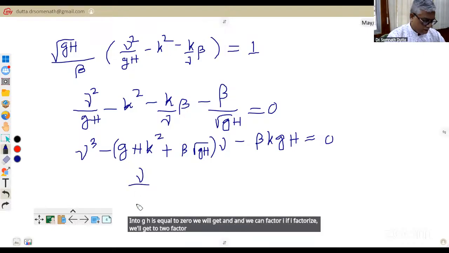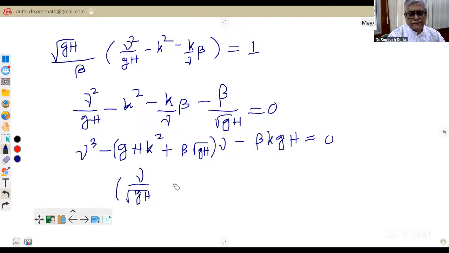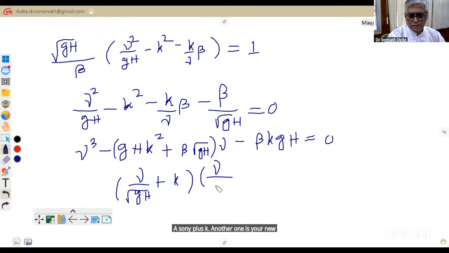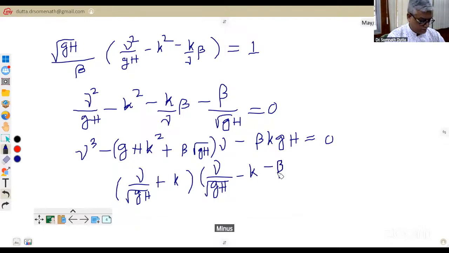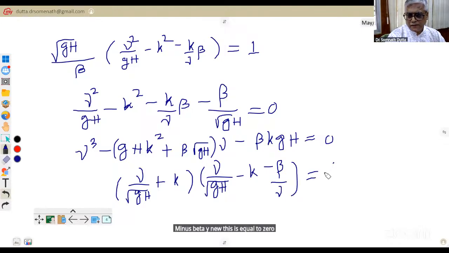One is your nu under root gh minus plus k, and another one is your nu under root gh minus k, minus beta by nu. This is equal to 0. So now it gives two situations. One is this one, another one is this one.